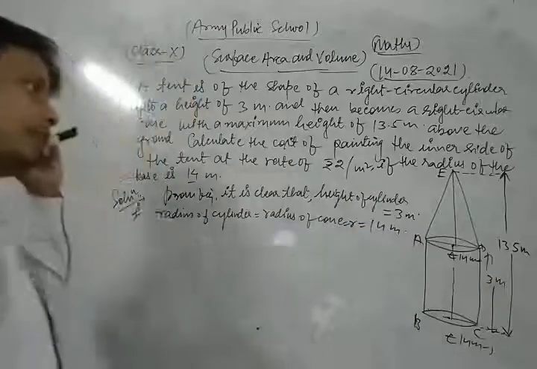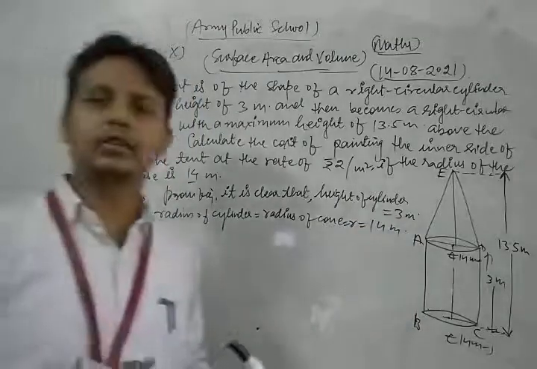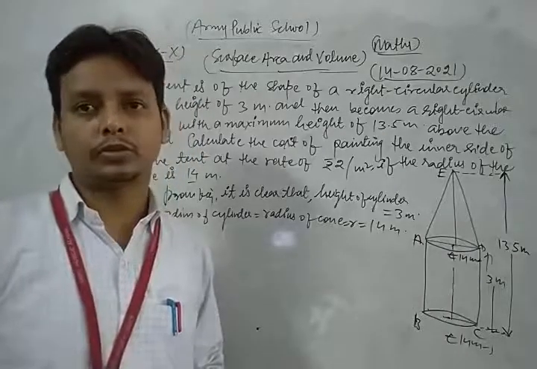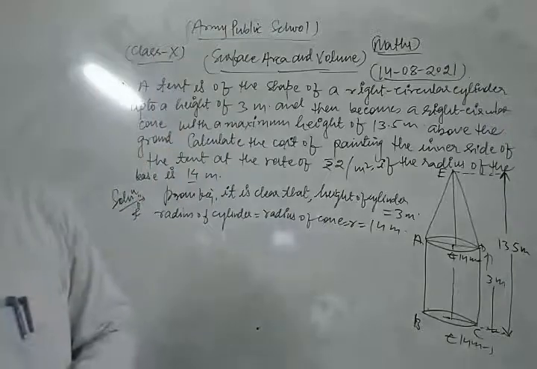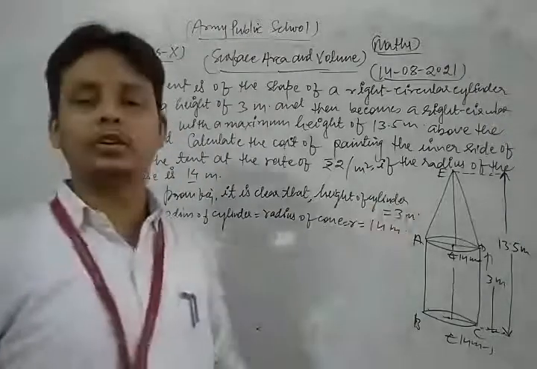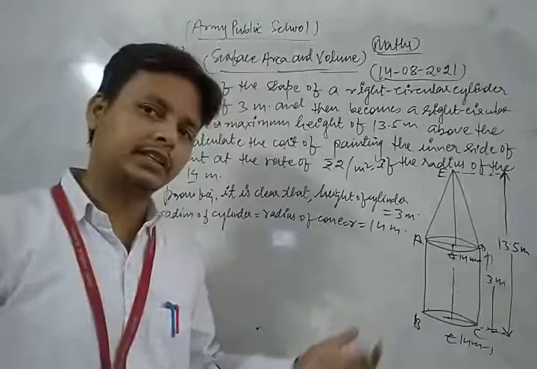Now we find the cost. First of all, we know that the concept of cost is equal to area into rupees per meter square. So first of all, we find the total surface area of the tent. Total surface area of the tent is the curved surface area of the cylinder plus the curved surface area of the cone. For finding the curved surface area of the cone, first of all we find the slant height of the cone.